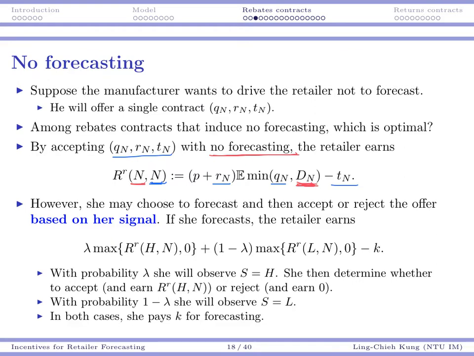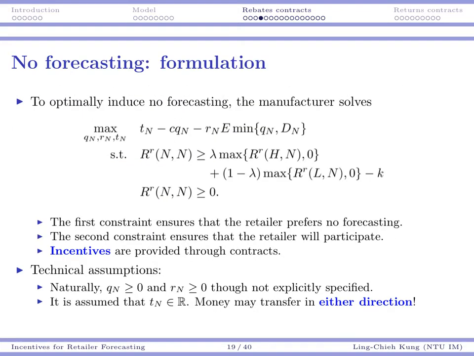Okay, so obviously the retailer has this option or that option. The retailer will choose the one that is largest. So the manufacturer's problem would be that the manufacturer needs to make sure that the retailer will be willing to become an N-type retailer. This no forecasting result should be better than do forecasting if the manufacturer wants to induce no forecasting.